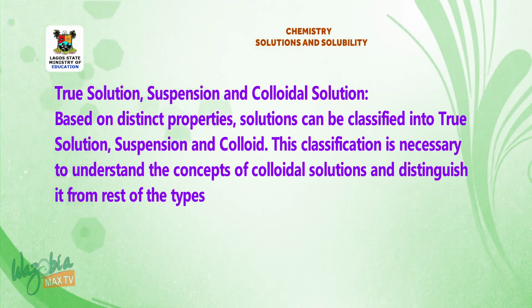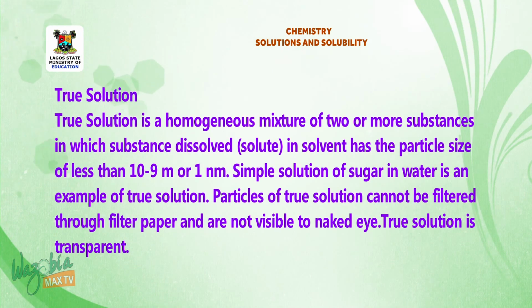Based on distinct properties, solutions can be classified into true solution, suspensions, and colloid. This classification is necessary to understand the concept of colloidal solution and distinguish it from the rest of the types. True solution. A true solution is a homogeneous mixture of two or more substances in which the substance dissolved, that is the solute, in the solvent has a particle size of less than 10 raised to power minus 9 meter or 1 nanometer.